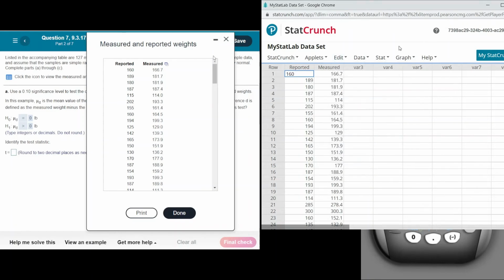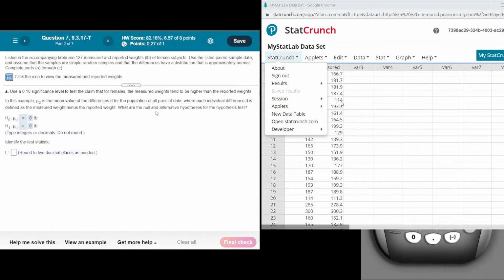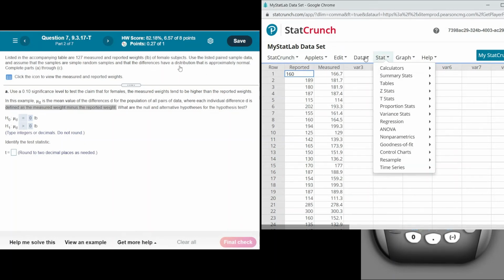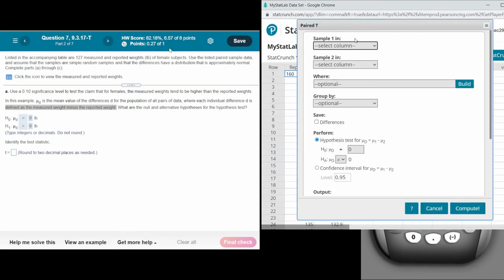Are we doing top minus bottom or bottom minus top? That's a good question. Let's see if they define anything for us. And it looks like they did. This is defined as measured height minus reported height. So measured minus reported, so we're going to write the measured first. Let's go to Stat, paired. This is measured minus reported. So we're basically saying that measured is your M1 and reported is your M2.